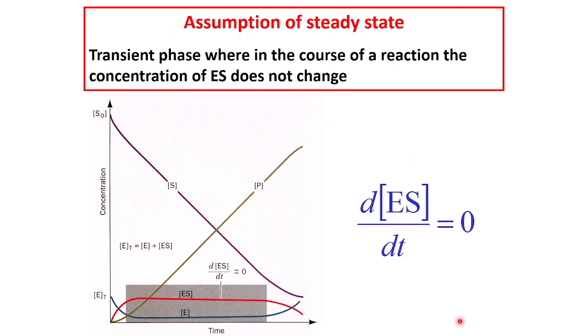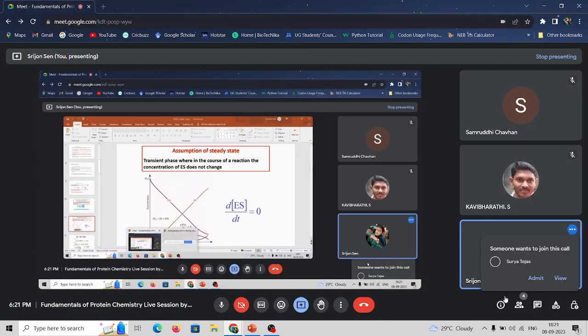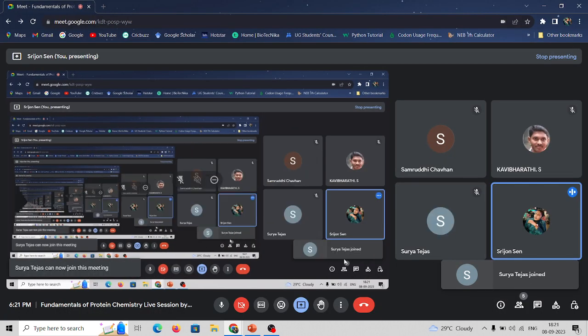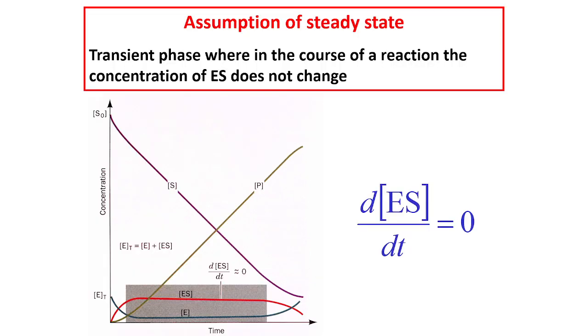Now, what is the steady state approximation? We are assuming that when the enzyme and the substrate come together, we get an intermediate state, that is the enzyme substrate complex. But at the same time, we are also considering that the rate of complex formation is negligible, because whatever complex is forming is entirely getting into the product. So we are assuming that the transient or intermediate phase does not change, or is close to negligible. Therefore, d[ES]/dt is equal to 0.